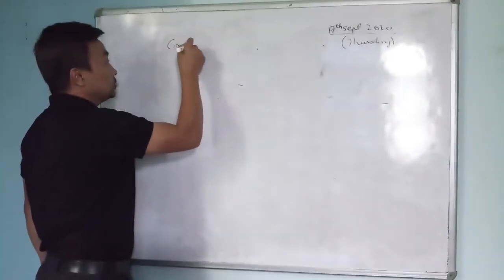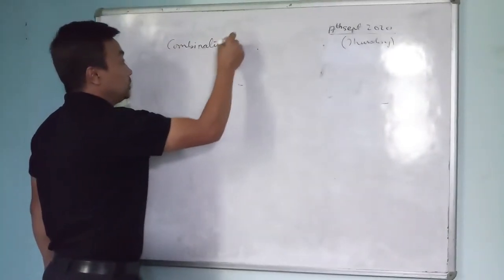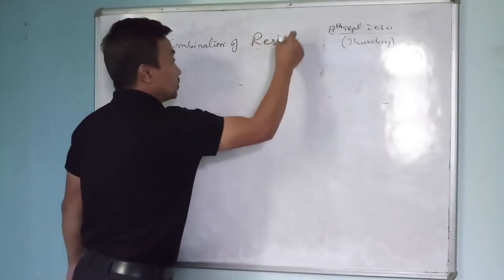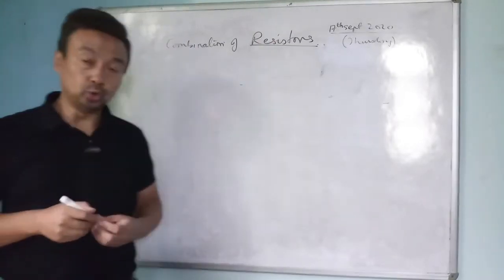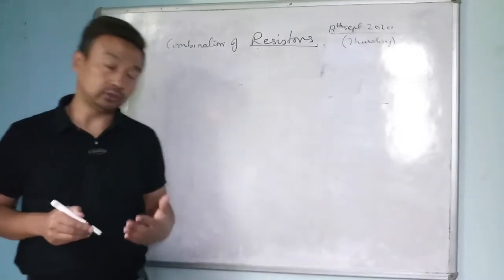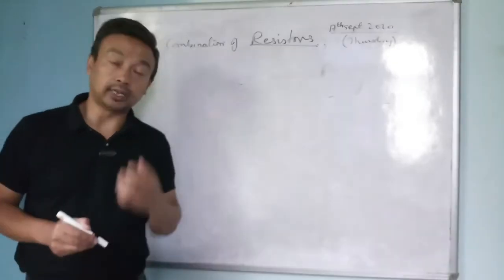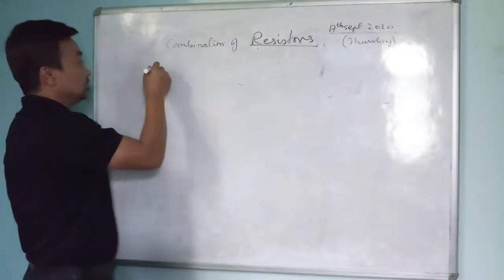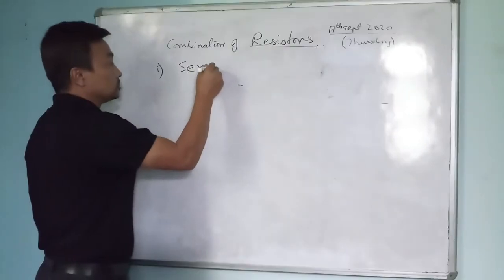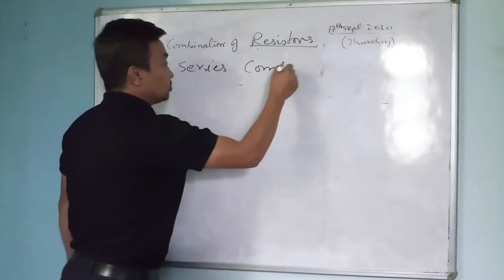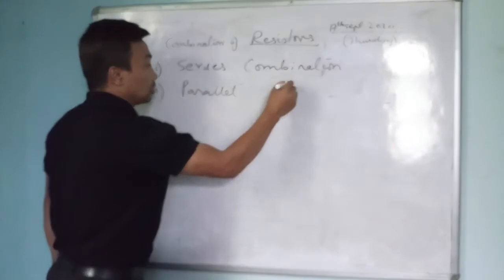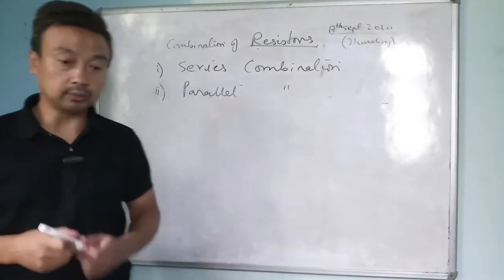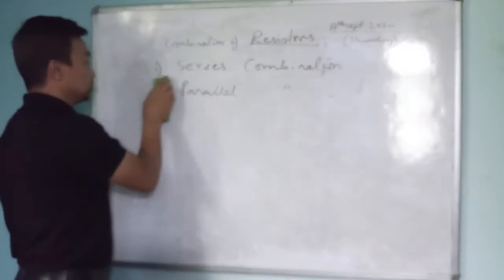The topic for today is combination of resistors, or we can also call it the resistances. Two or more than two resistances or resistors in a circuit can be combined in the following two ways. The first one is the series combination, and the second one is the parallel combination. First of all we will take up the first combination, that is the series combination.